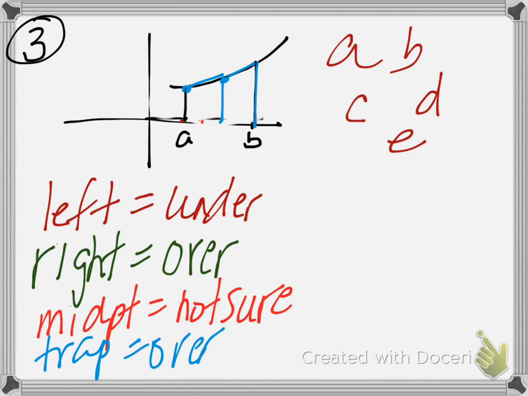A says the left, that's this one, is going to be less than the right. That is true. But we're not looking for true, we're looking for false. So that's out. B says the left hand, that's this, will be bigger than the trapezoid. No, that wouldn't be either.